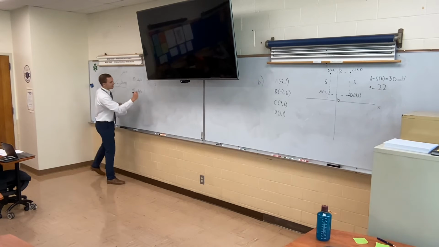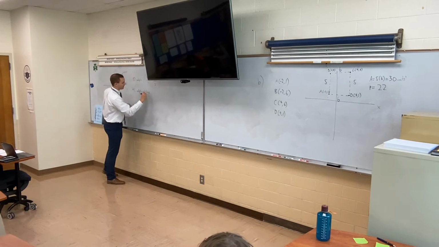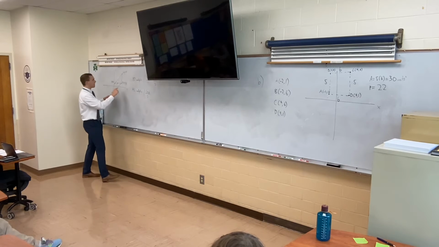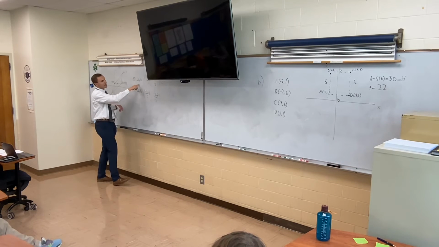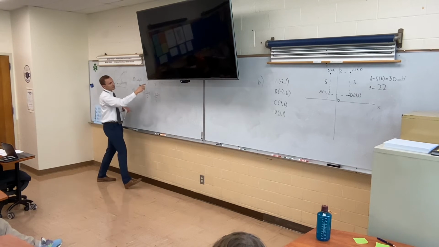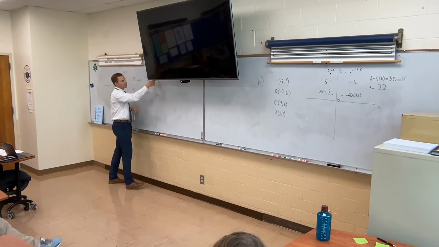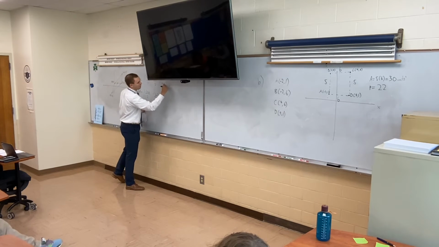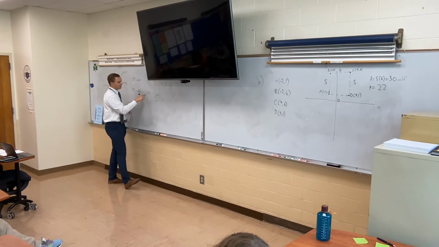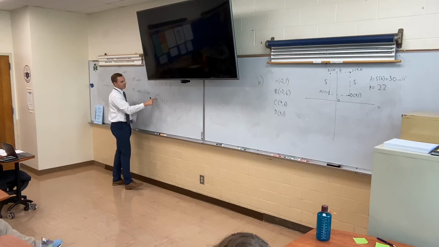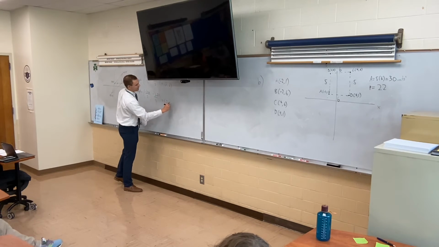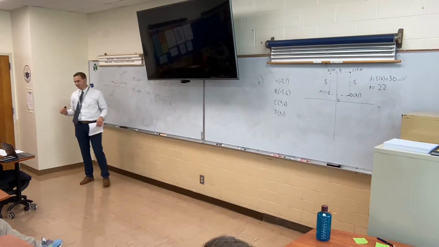Add the x's, divide by 2, so -2 plus 6, divide by 2. Add the y's, divide by 2, -3 plus 7, divide by 2. Okay, so my BD midpoint is going to be 4 plus 0 is 4, divided by 2 is 2. 3 plus 1 is 4, divided by 2 is 2. And then -2 plus 6 is 4, divided by 2 is 2. -3 plus 7 is 4, divided by 2 is 2. So they have the same midpoint, therefore they bisect each other.